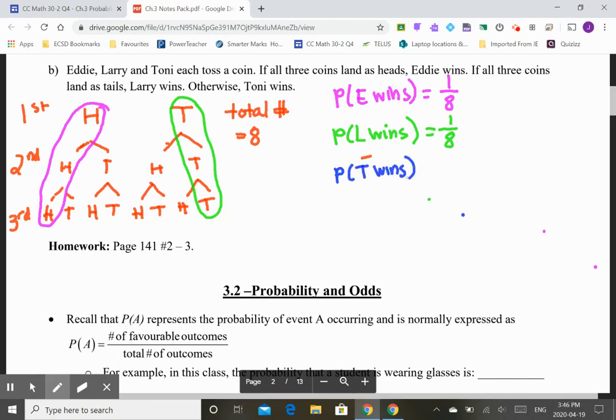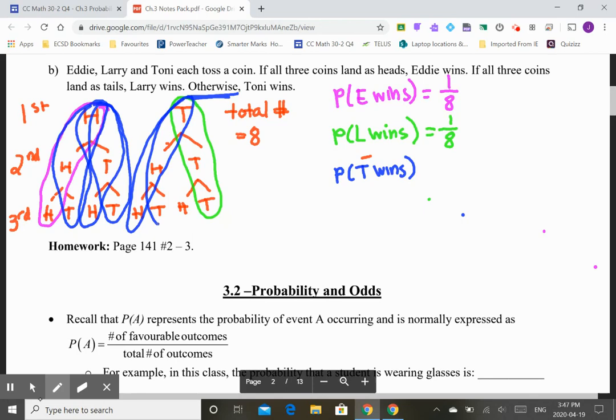Well, all it says is otherwise Tony wins. Well, that means that if there's 8 branches total here, if Eddie wins on 1 and Larry wins on the other, that leaves 6 branches left, and we can see them. Here's 1, there's 2, there's 3, there's 4, there's 5, and there's 6. So the probability that Tony wins is 6 out of 8.